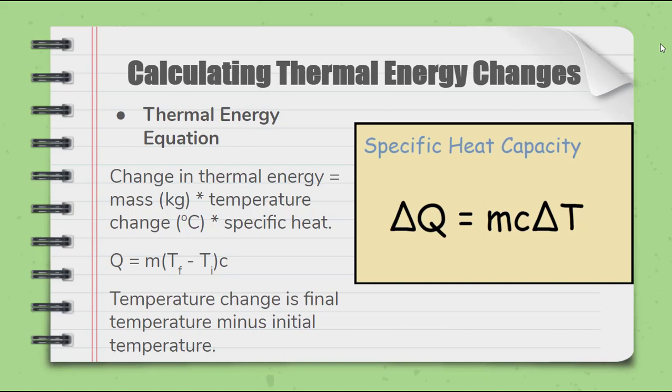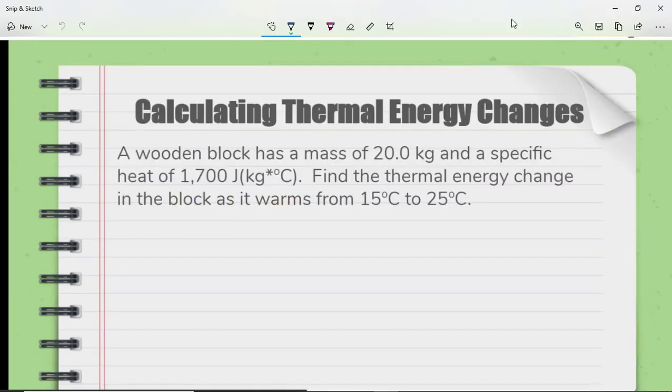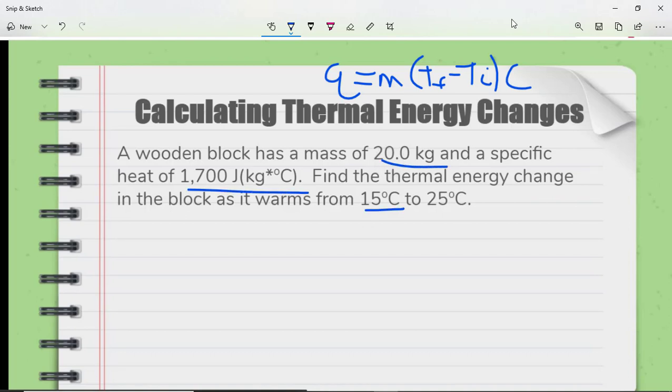Let's look at a practice problem. A wooden block has a mass of 20 kilograms and a specific heat of 1,700 joules per kilogram degrees Celsius. Find the thermal energy change in the block as it warms from 15 degrees to 25 degrees. Well, we know we're going to be calculating the thermal energy change, so that is going to be Q equals M times the final temperature minus initial times the value for C. So we have our mass, our specific heat, our initial temperature, our final temperature.